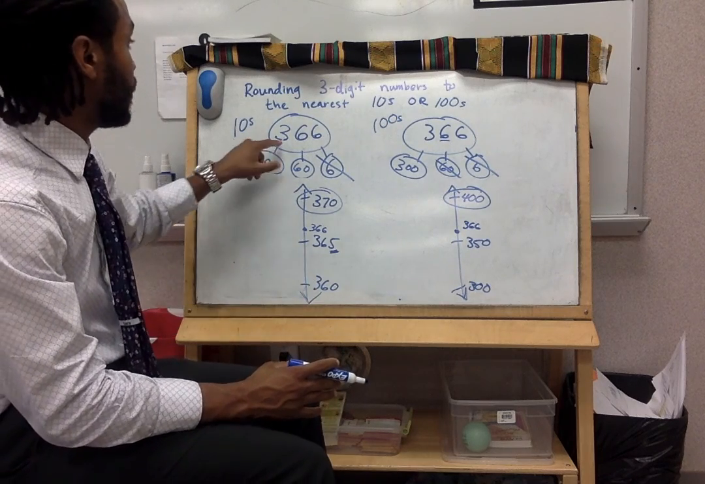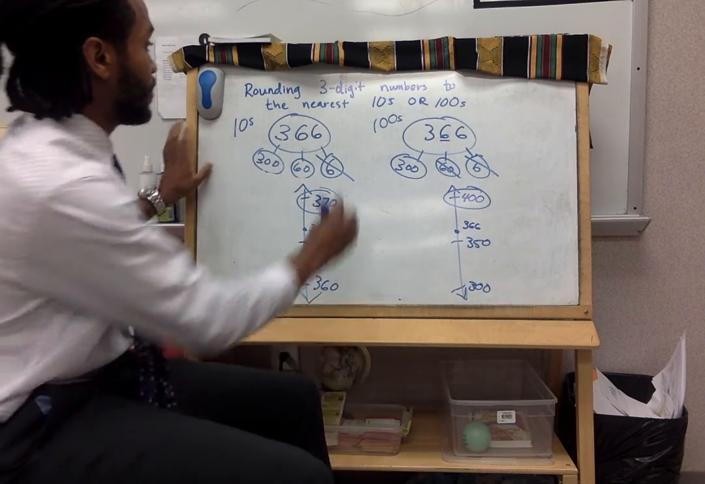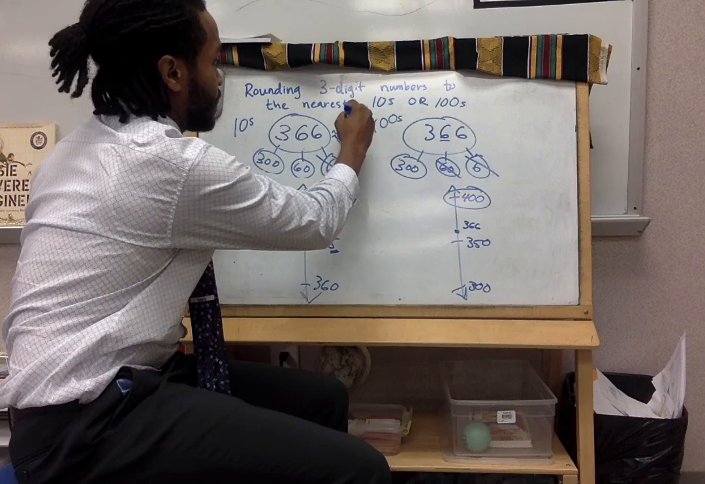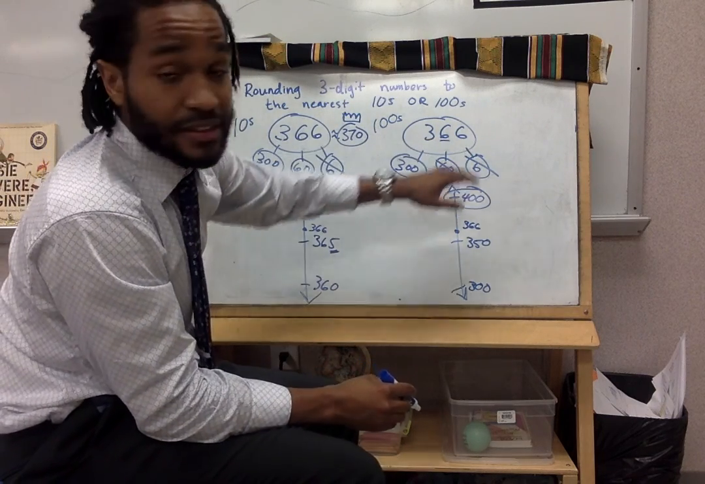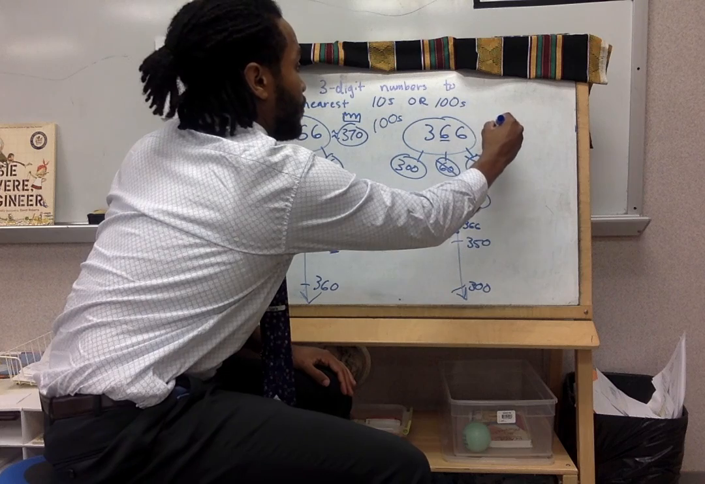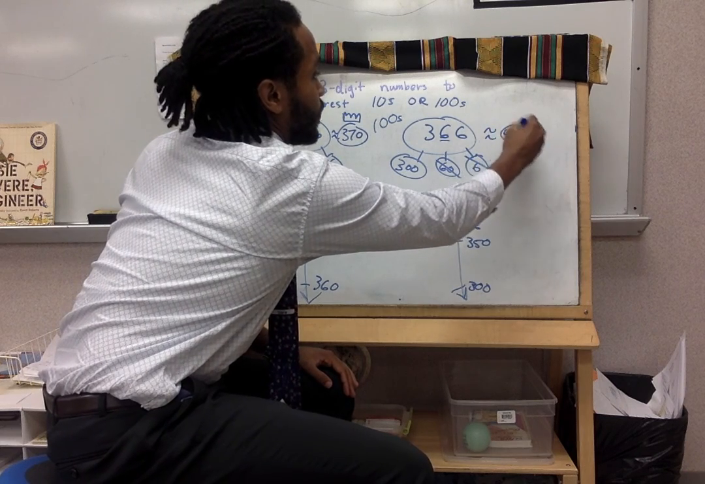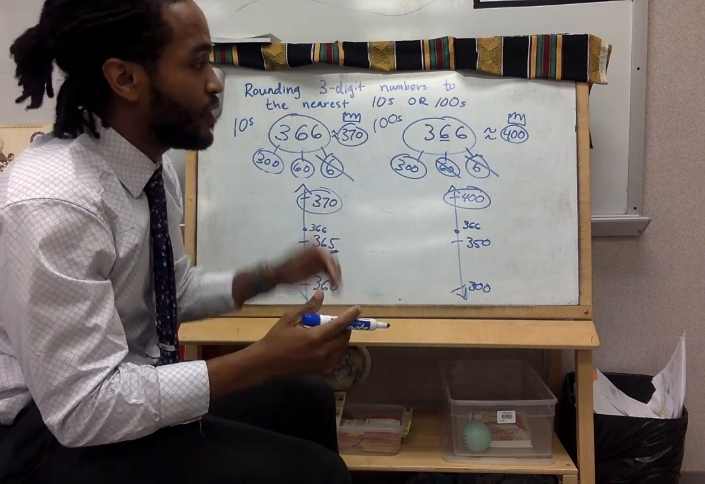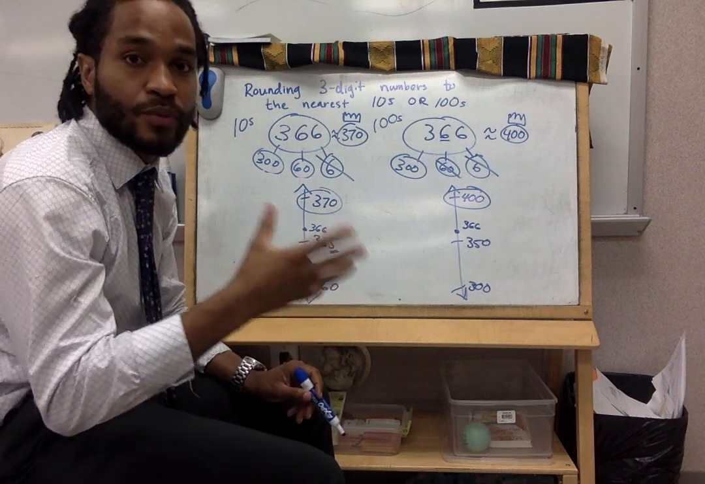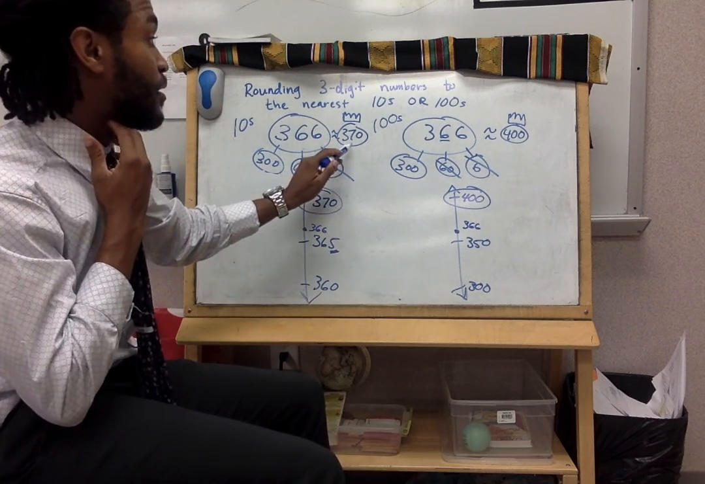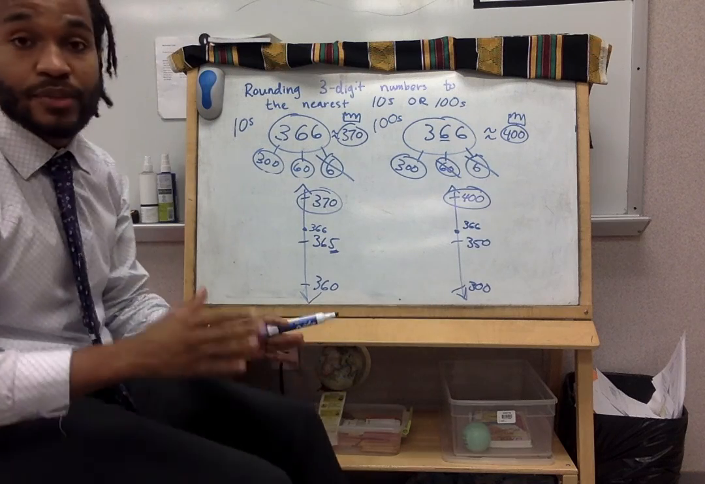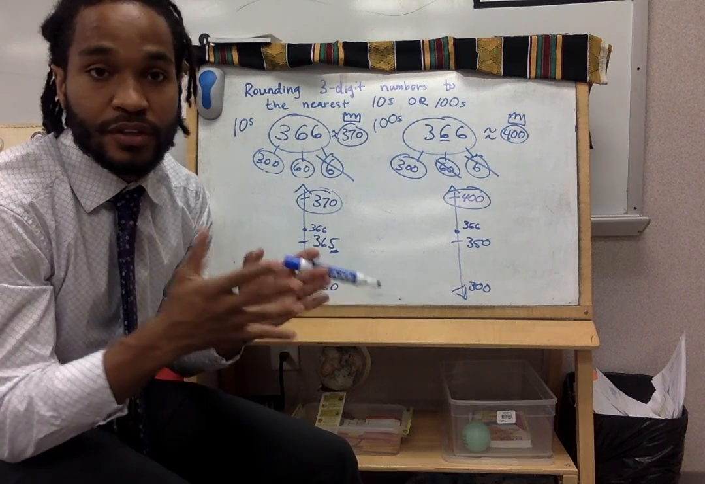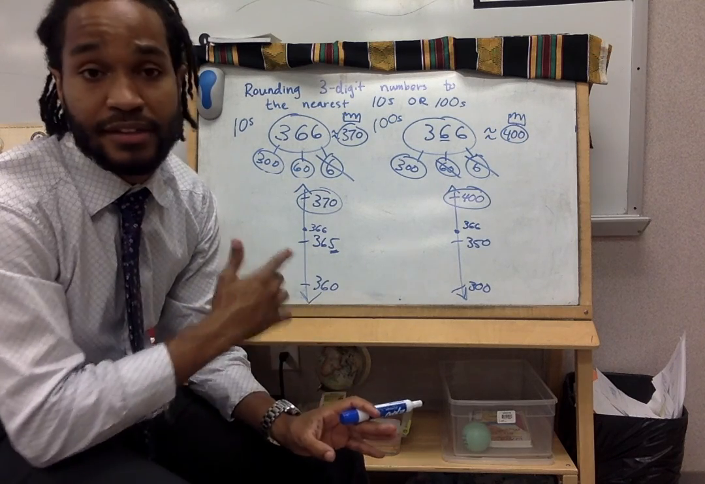So 366 in this example is about 370. 366 in this example is about 400. These squiggly lines, they kind of look like equal signs, but those are about signs, like when we are rounding. So about 370, about 400. Once again, this is rounding 3-digit numbers to the nearest tens or the nearest hundreds, the same number that we did in this example.